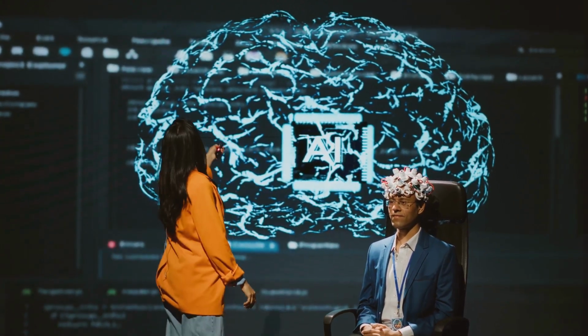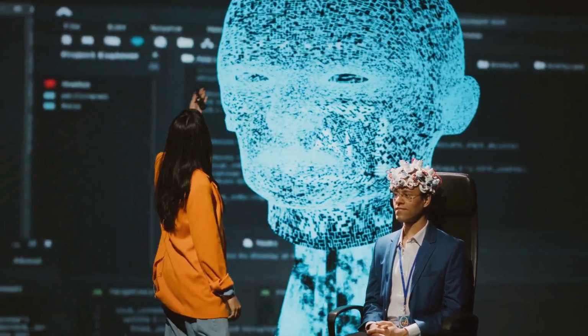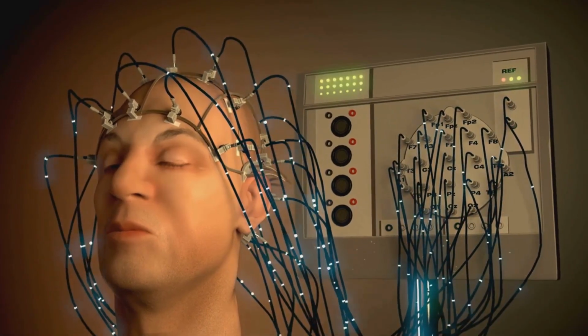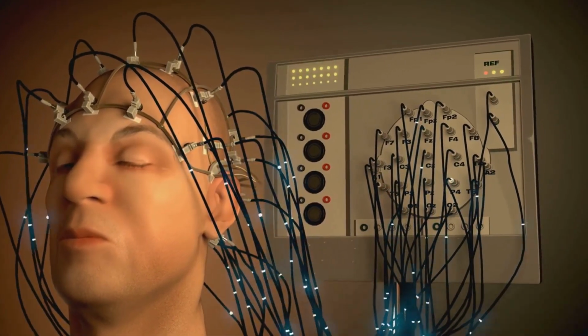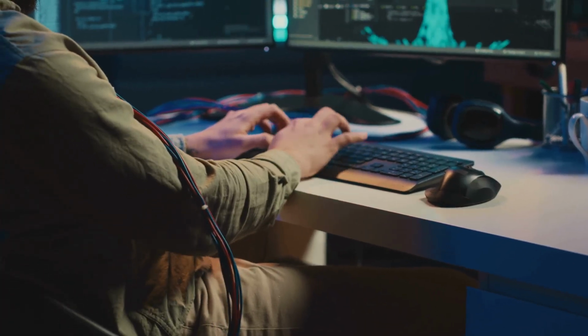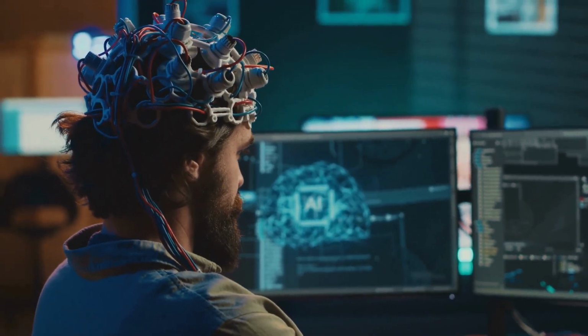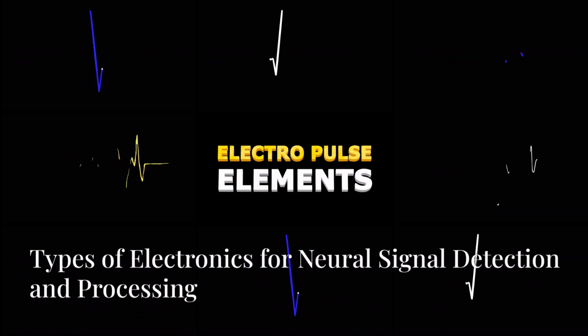Brain-computer interfaces, or BCIs, are systems that enable direct communication between the brain and external devices. They operate by detecting and interpreting neural activity, typically through electroencephalography, or EEG, or other neuroimaging techniques. The goal is to translate brain signals into actionable commands that can control devices, such as robotic limbs, computer systems, or even levitating platforms.